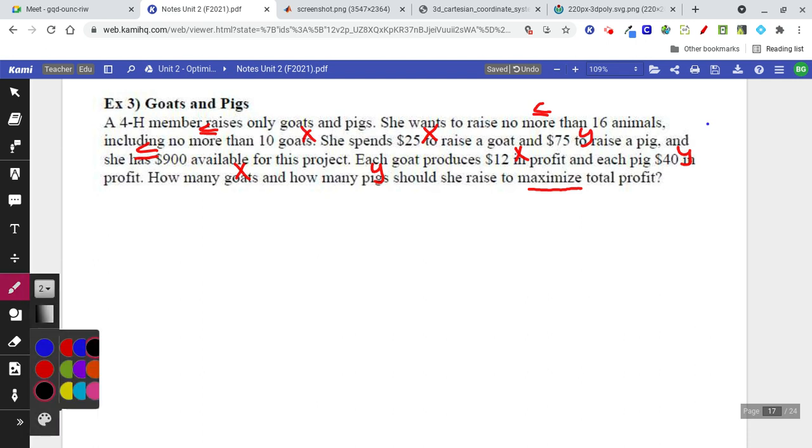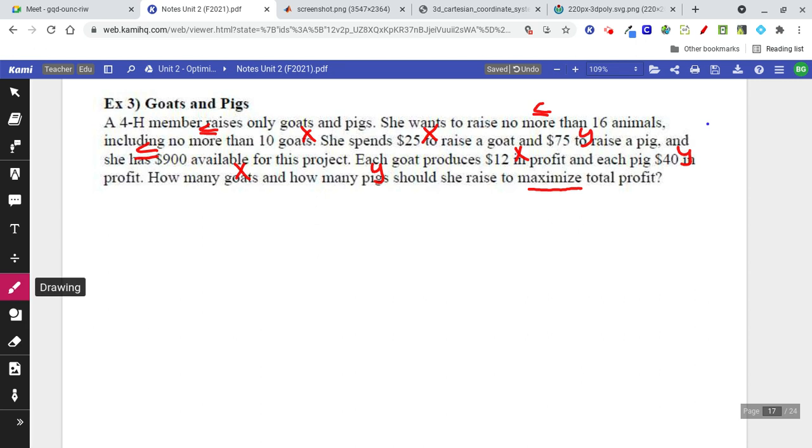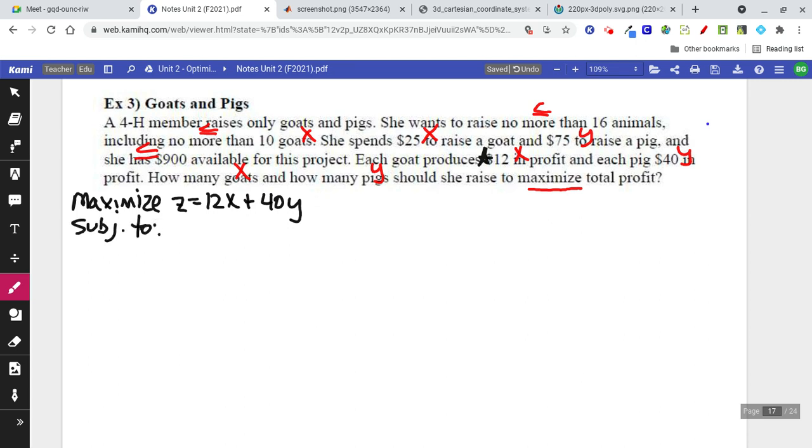So let's set up the problem. This is review right here. We're maximizing, and you can use Z or you can use P, it doesn't really matter. But find the number that's talking about profit. Looks like 12. 12x plus 40y. And then our constraints, subject to.